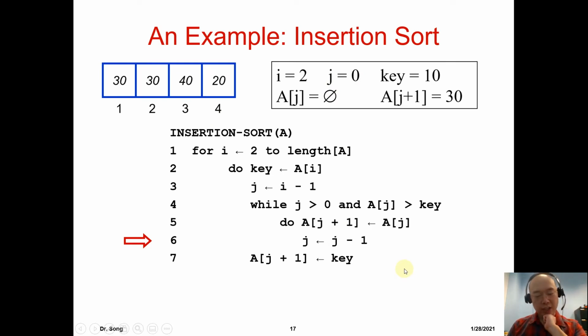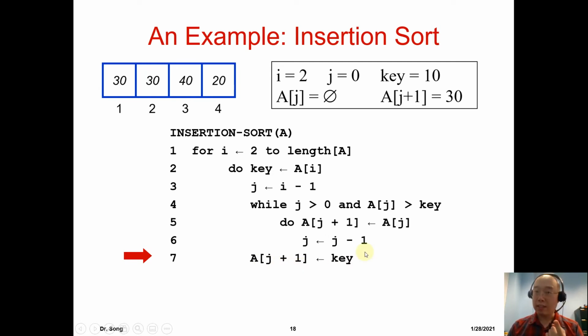Since j is 0, what do we do next? We want to check this condition again. So j greater than 0, nope, no longer true. So this condition is no longer true. What's the step after the iteration? We assign the key to A[j+1].